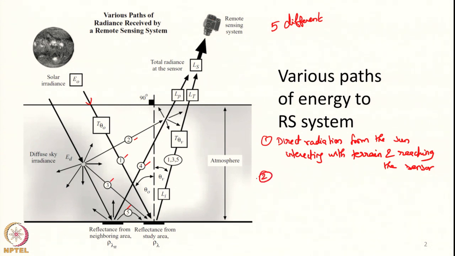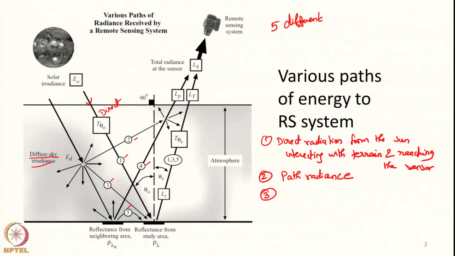Path 2 is, we also saw, in addition to the direct solar radiation, we also have what is known as a diffuse skylight. That is, the energy that remains scattered in the atmosphere will be present throughout, right? And a fraction of that particular energy will directly reach the sensor. That is, it will be going in all directions. The scattered energy will be going in all directions. So, a part of the energy will directly reach the sensor. That is component number 2, what we call it as path radiance, and component number 3.